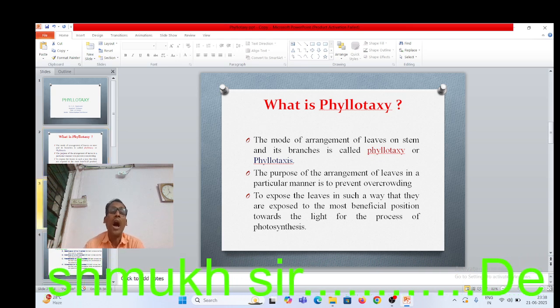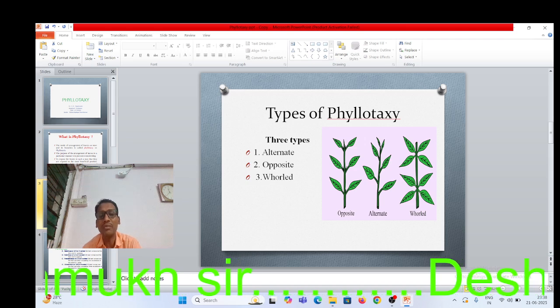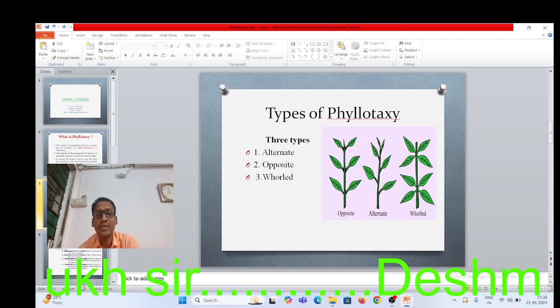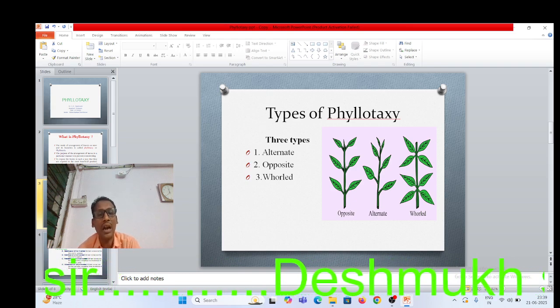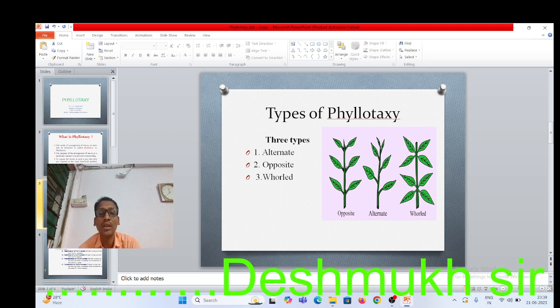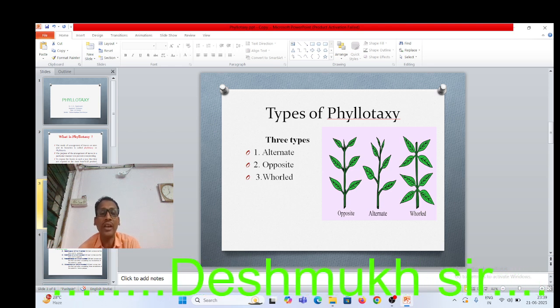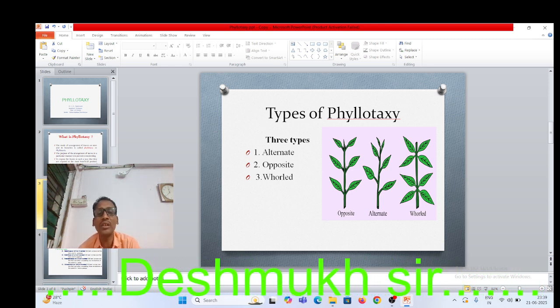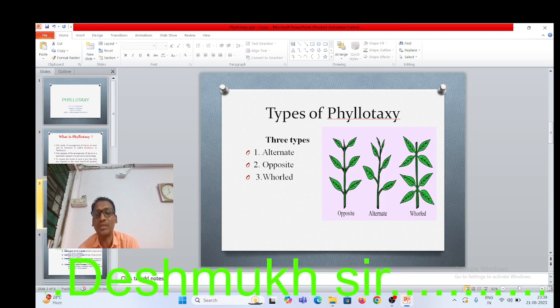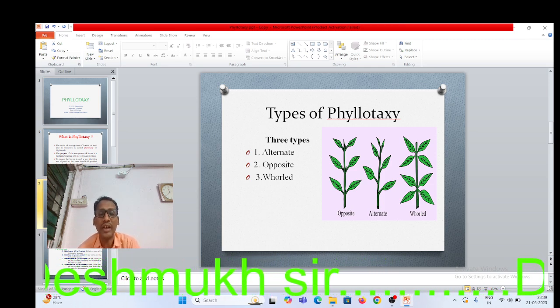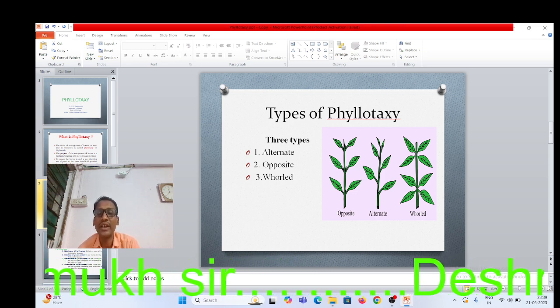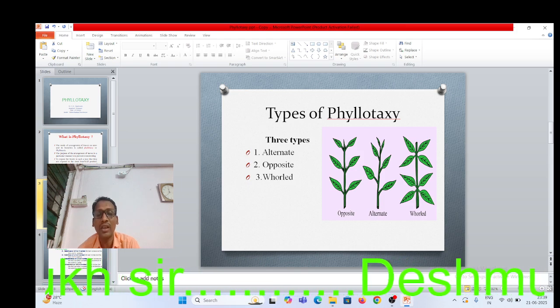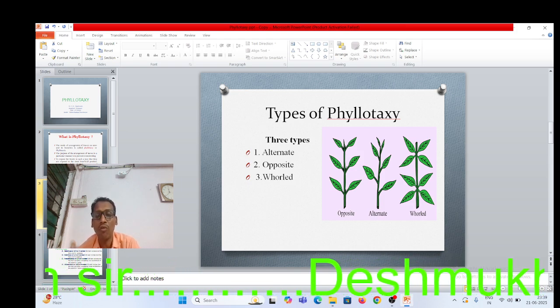So on the basis of the mode of arrangement of leaves, phyllotaxy possesses three different types. The first one is the alternate kind of phyllotaxy. The second type is the opposite kind of phyllotaxy, and the third one is the whorled phyllotaxy. You can see in this diagram, the first diagram showing the opposite phyllotaxy, the second diagram showing the alternate phyllotaxy, and the third diagram showing the whorled phyllotaxy.